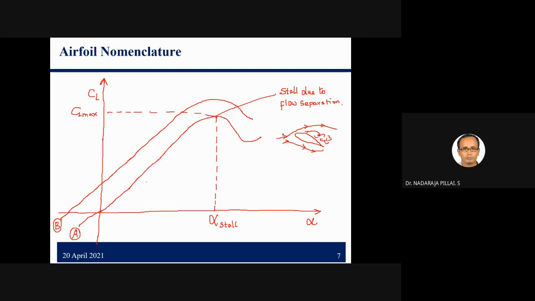So one can write the slope. Say I write the slope like this. I draw the slope of the curve. So I can write this is dCL and this is d alpha, and one can write the slope as a naught equal to dCL by d alpha, that is equal to the lift curve slope.